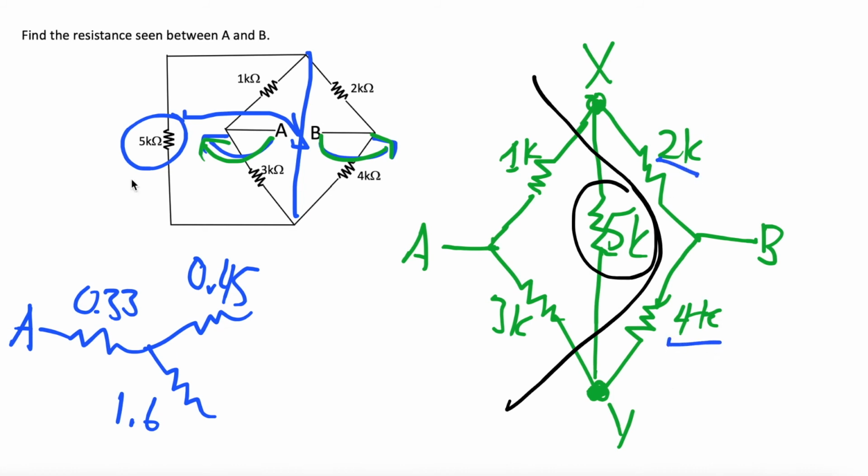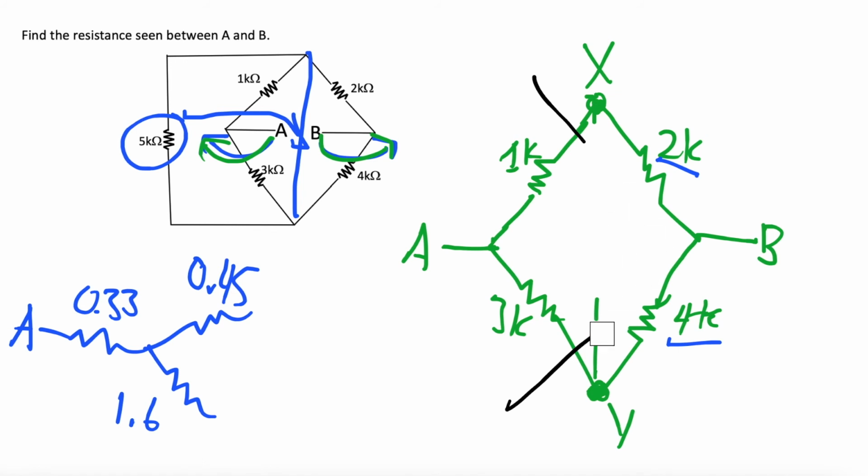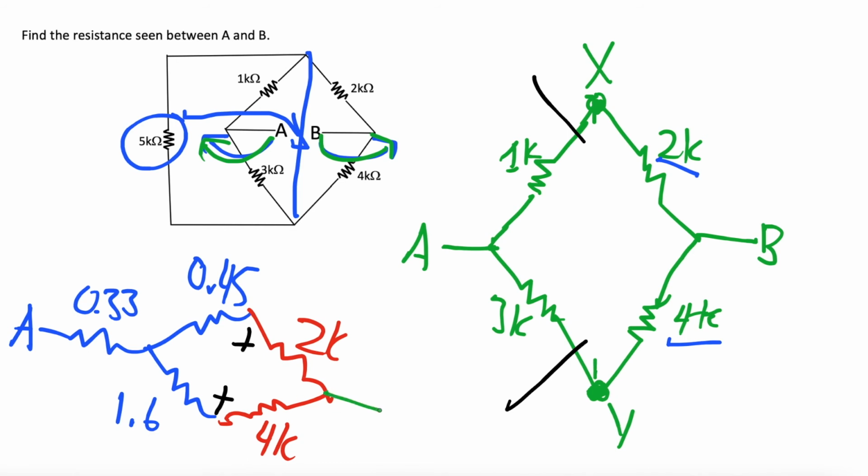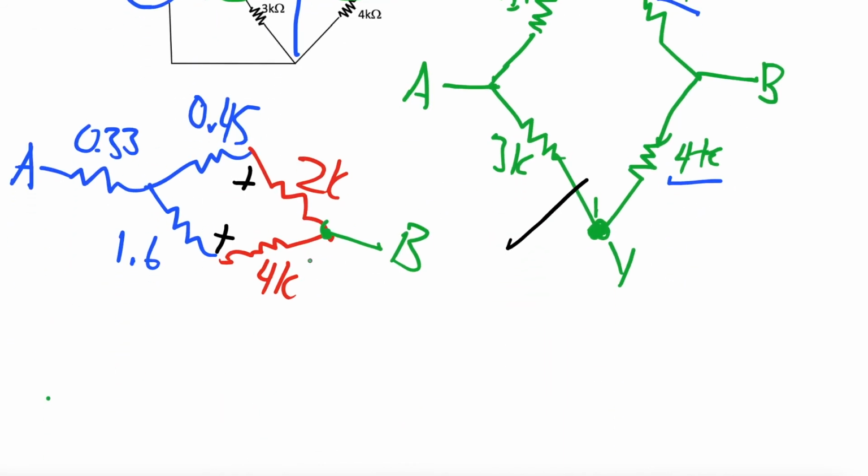So because we get rid of this middle part, we erase this whole 5K in the middle, because we got rid of it because of our Y delta, essentially this all becomes series. So we can attach it to the 2K on the top, and we can attach it to the 4K on the bottom, right? So then we can add these two up, 0.45 plus 2 and 1.6 plus 4, as those two are in series, but they're not all in series because we can't forget that there's another node over here that attaches to B, right? So we have this circuit.